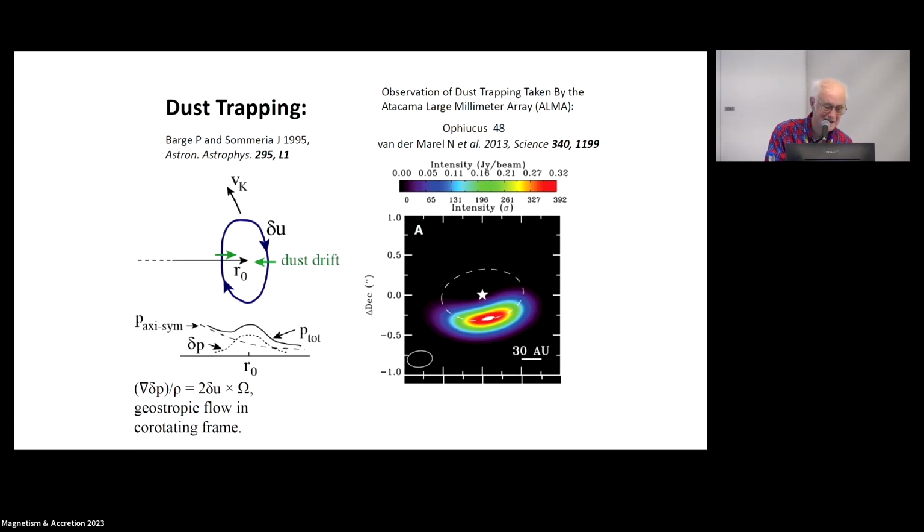And this has been observed in many sources now. The first was Ophiuchus 48, and showing the ALMA image of the dust emission for this source, which is accumulation of dust. And so many examples of this.